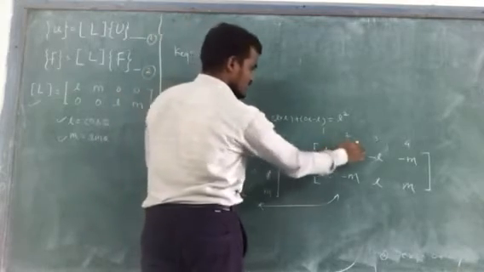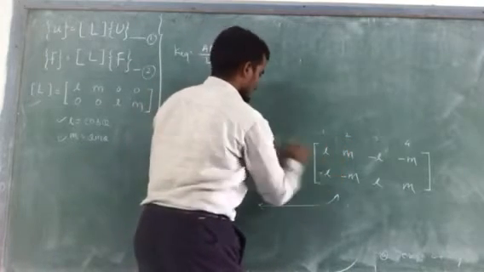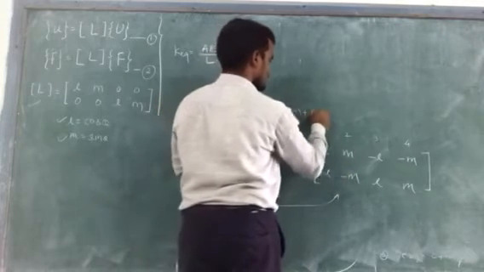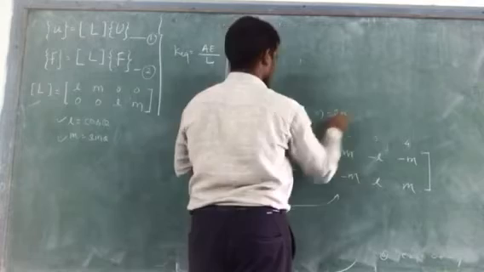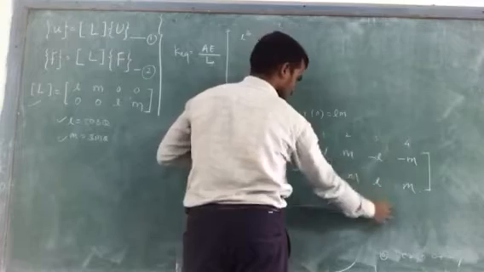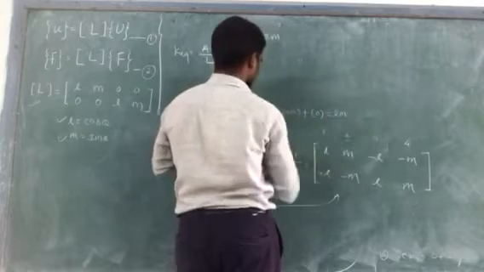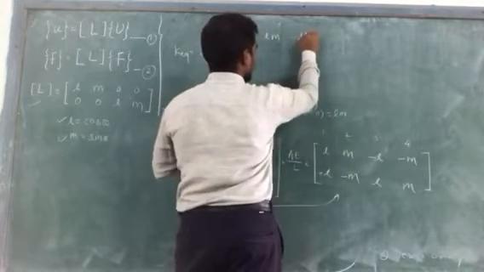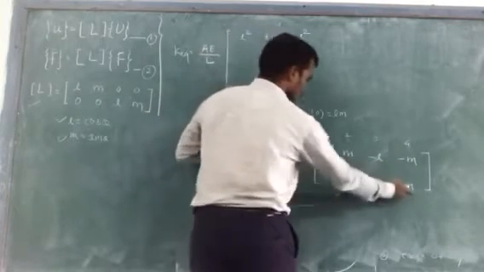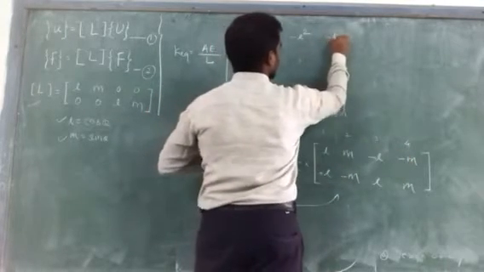Similarly, first row into second column: L into M plus 0 into minus is 0, so the output will be LM. Next, first row, third column: L into minus L, plus 0, so it becomes minus L square. Similarly, first row into fourth column: due to 0 into M it becomes 0, so only L into minus M remains, which is minus LM.